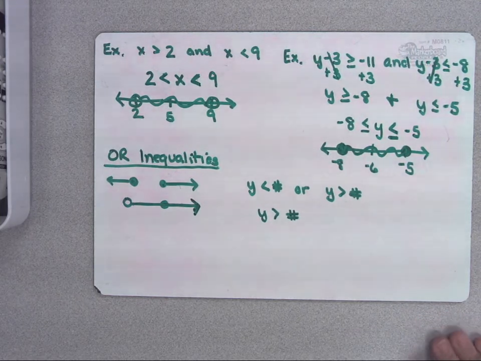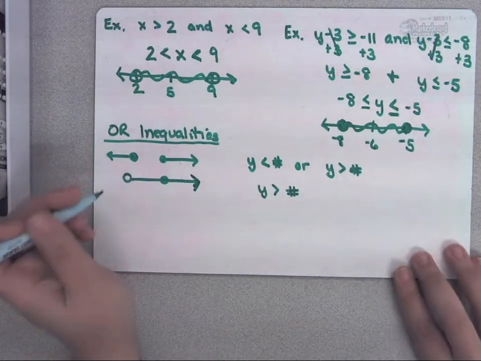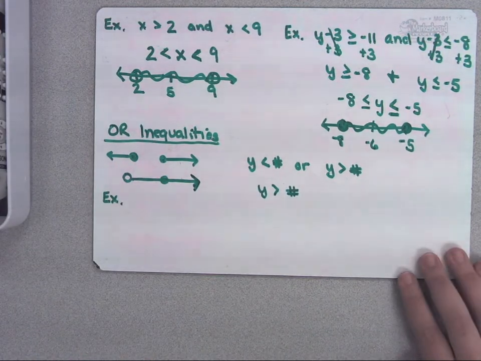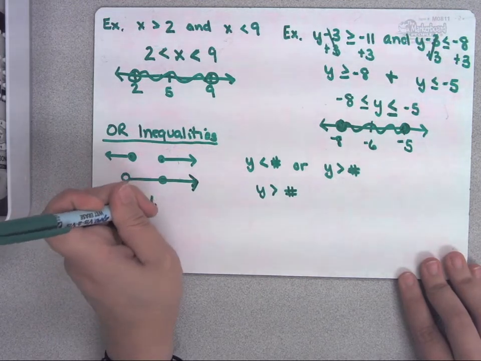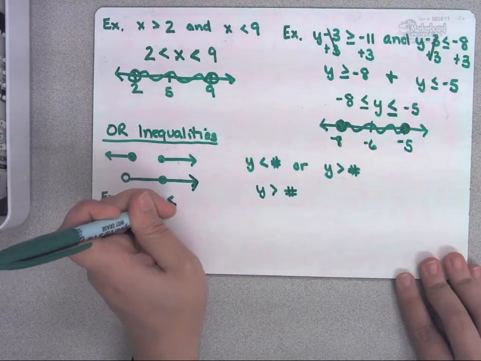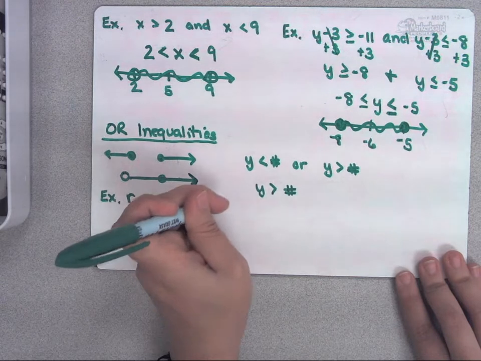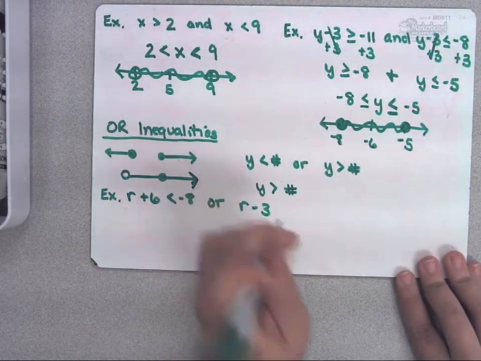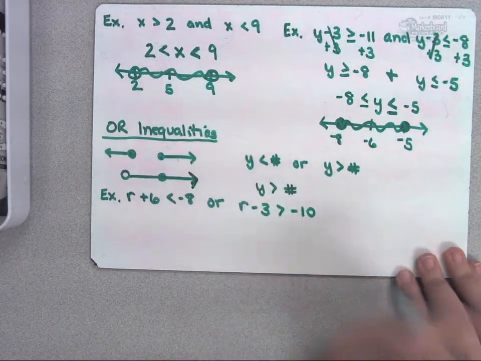And again, I will show you. We will practice. So r plus 6 is less than negative 8, or, they literally use the word or. R minus 3 is greater than negative 10.